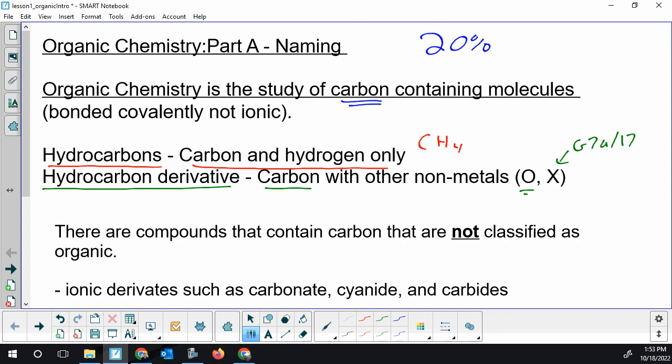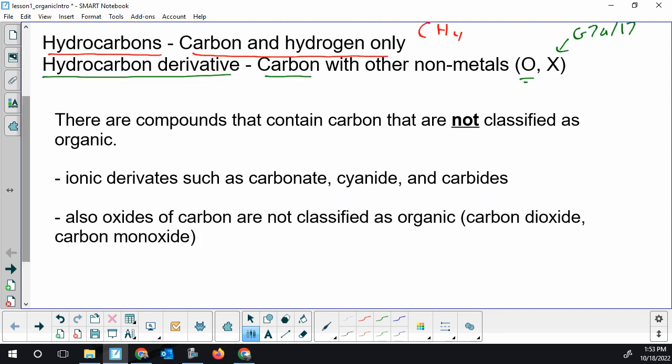Now, there are some carbon-containing compounds that are not classified as organic. Okay? You know, the organic is coming from the living world, the biological world, and there are some carbon forms that aren't part of organic beings or cells. Okay? This is an outcome of the course. You know this will be on a test or quiz.